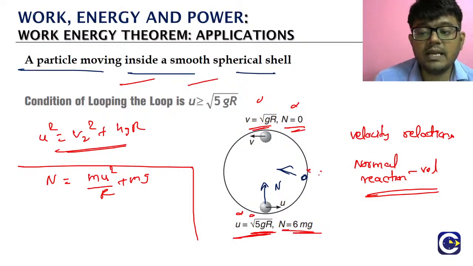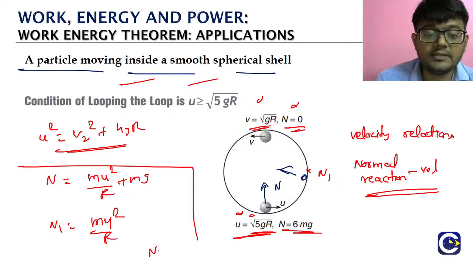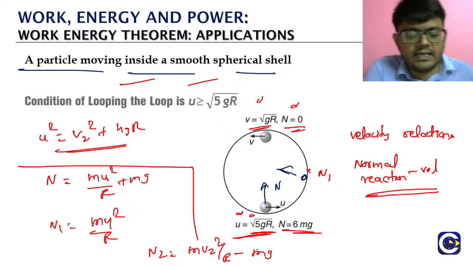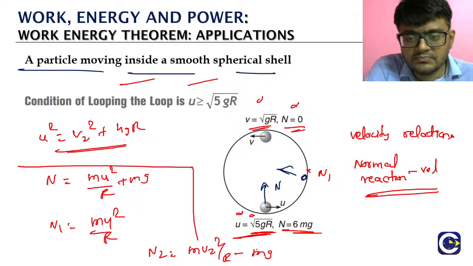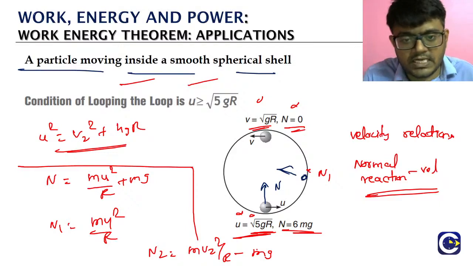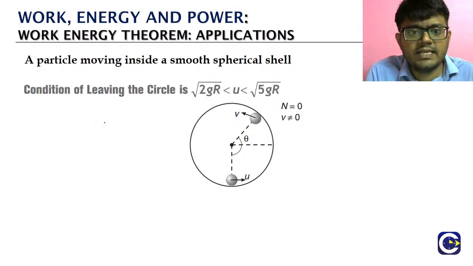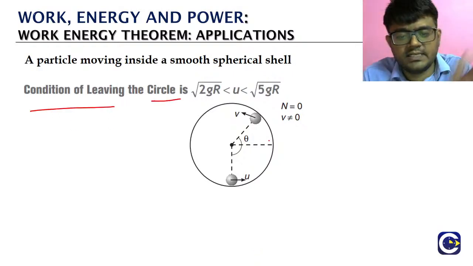After that, the normal reaction at point 1 will be equal to m v1 square by r. The normal reaction at the topmost point, N2, is equal to m v2 square by r minus mg. Same as the formulas there, where tension comes, here it is normal reaction instead. That's the only difference. Okay? So next, same as it is, the condition for leaving the circle.